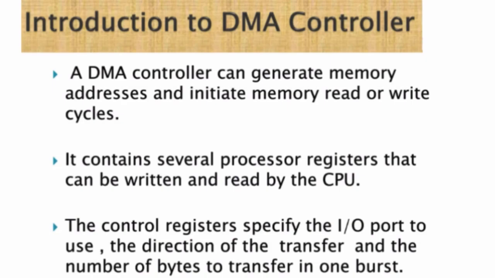Introduction to DMA controller. A DMA controller can generate memory addresses and initiate memory read or write cycles. It contains several processor registers that can be written and read by the CPU. The control registers specify the I/O port to use, the direction of the transfer and the number of bytes to transfer in one burst.